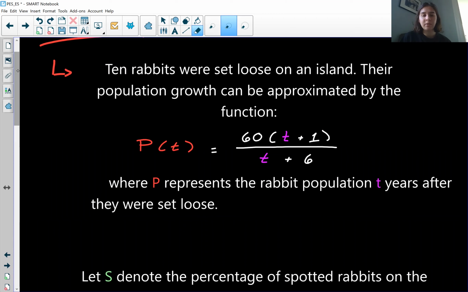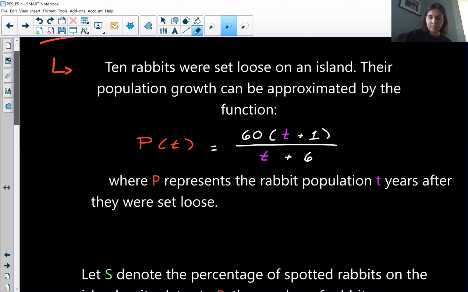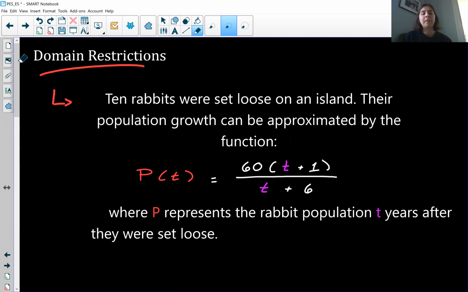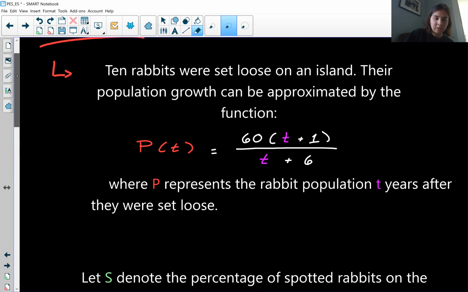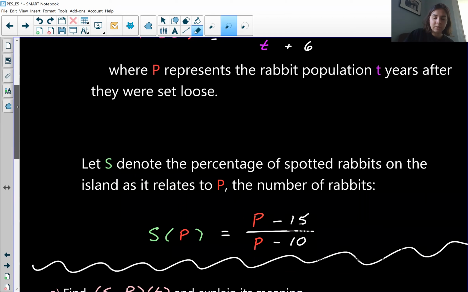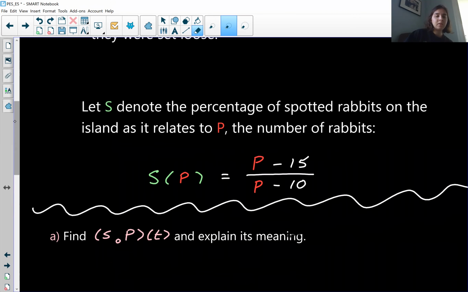So starting with the first part here, we have 10 rabbits, which are set loose on an island. Their population growth can be approximated by the function p of t, and then we give you p of t. And so p represents the rabbit population t years after they were set loose. So relationship between population and time. And a little bit more word problem here. So we have function s, which denotes the percentage of spotted rabbits on the island as it relates to the total population of rabbits. And then we got a little function there.